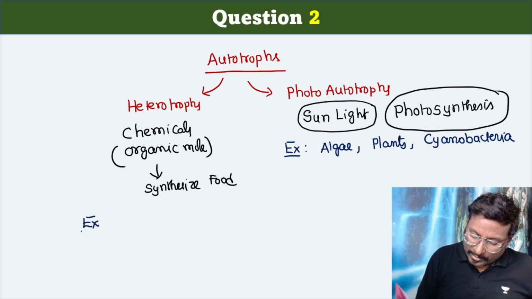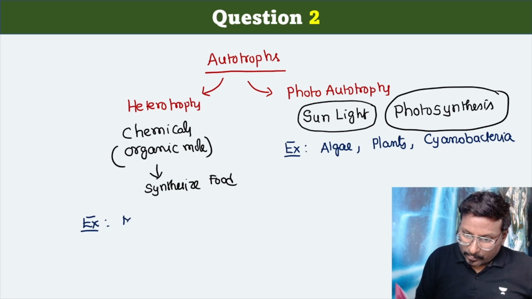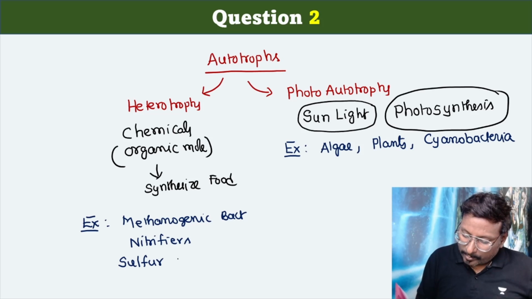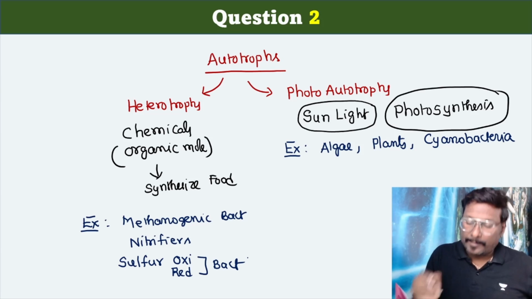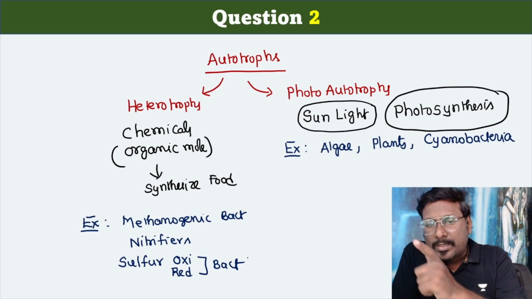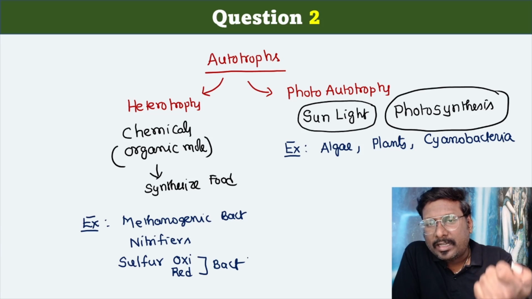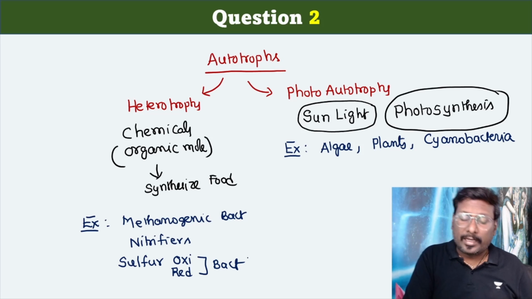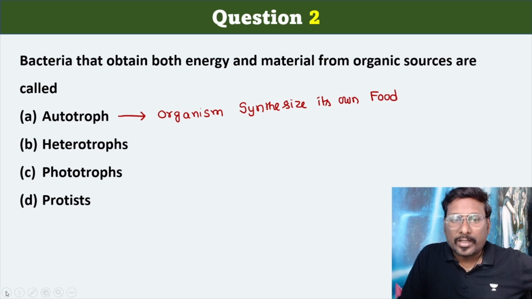And heterotrophs का एग्जाम्पल क्या है? Methanogenic bacteria, nitrifiers, sulfur oxidizing and reducing bacteria. Sulfur oxidizing as well as reducing, both types of bacteria come under heterotrophs. So autotrophs can get energy from sunlight, and through photosynthesis, carbon dioxide and inorganic matter they perform manufacturing of food. Heterotrophs will take chemical energy from organic molecules, then manufacture the food.